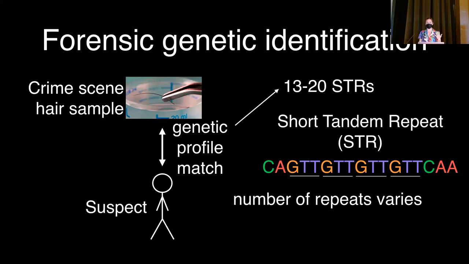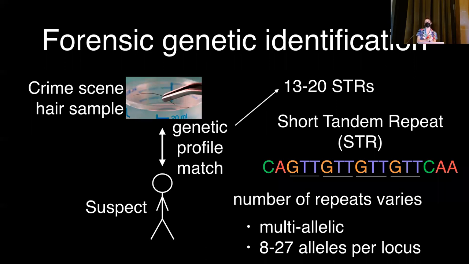So these loci are interesting. They're highly multi-allelic. The loci used for forensic identification have 8 to 27 alleles per locus, which gives them a lot of identifying information, which is nice for forensics.